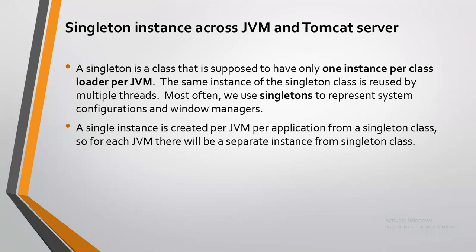This happens because the Tomcat server uses individual class loaders for web applications. So when a web application class loader needs a class, it will first try to find it in the class path. If it cannot find it, then it will ask its parent class loader to find the class. So this is the way the singleton instance works in the Tomcat server.